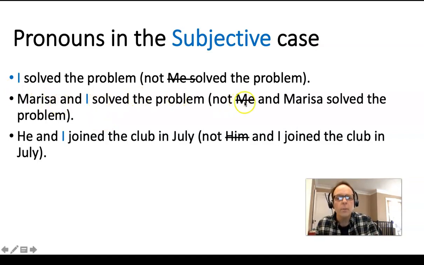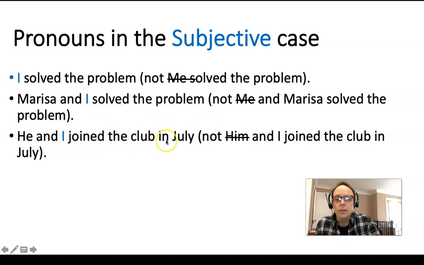Marissa and I solved the problem, not me and Marissa. When I was a kid, my mom would always correct me. I would say, me and Jim went to the store. And she said, is Jim mean? And I was like, what? She said, you said mean Jim. And I said, no, I said me and Jim. She said, well, that's not correct. You should say Jim and I, because it's a subject pronoun, right? So my mom was like that. I don't do that to my kids.